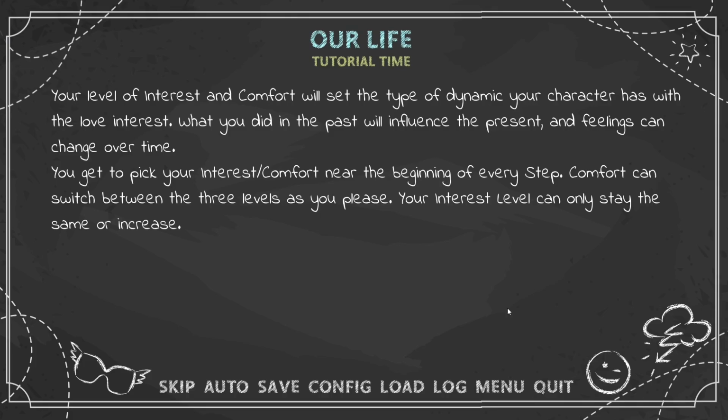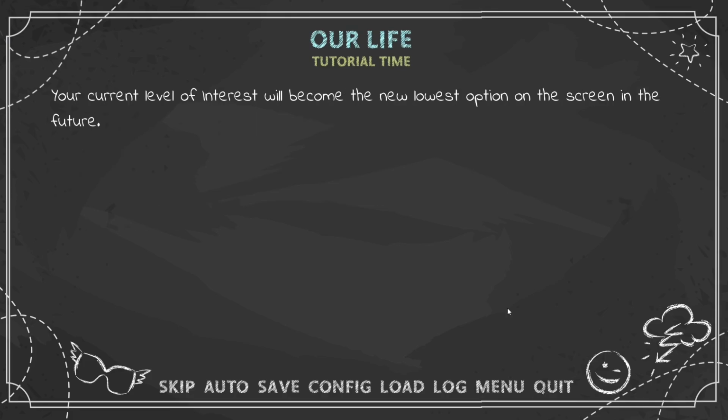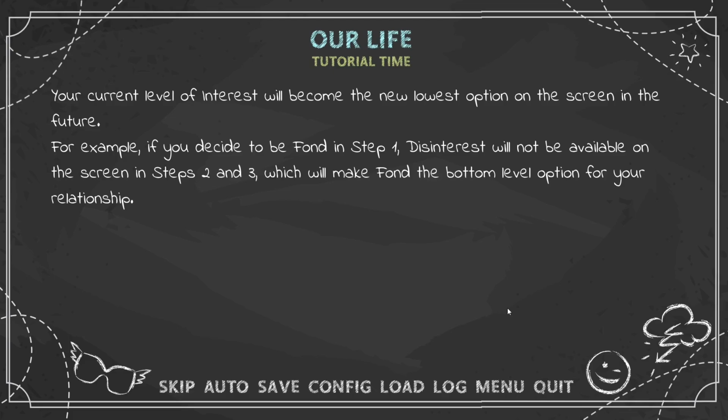Your interest level can only stay the same or increase. Your current level of interest will become the new lowest option on the screen in the future. For example, if you decide to be fond in step 1, disinterest will not be available on the screen in step 2 and 3, which will make fond the bottom level option for your relationship.